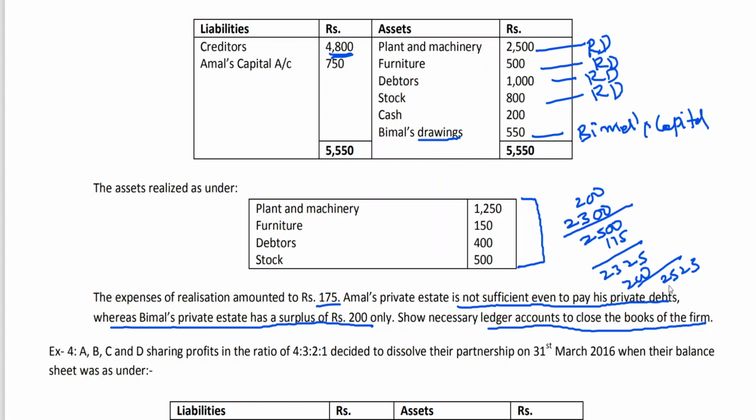Now the same thing I have done. This 200 is cash balance, 2,300 is assets realized, 175 is realization expenses, 200 is the surplus from private assets brought in by one of the partners. The other partner couldn't bring it. So 2,525. This is not sufficient to pay the creditors 4,800. So we can say the firm has become insolvent.